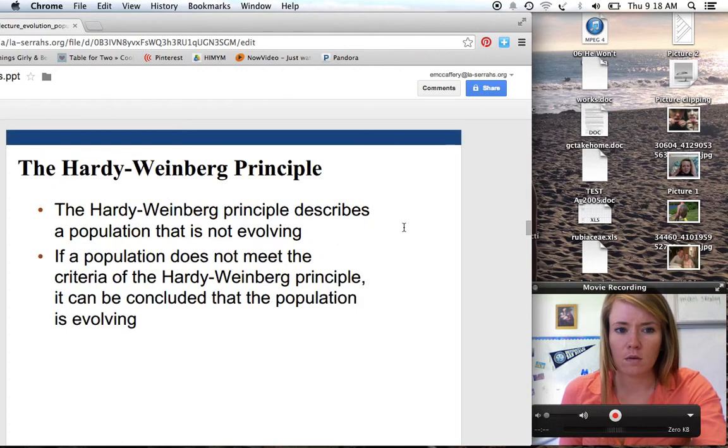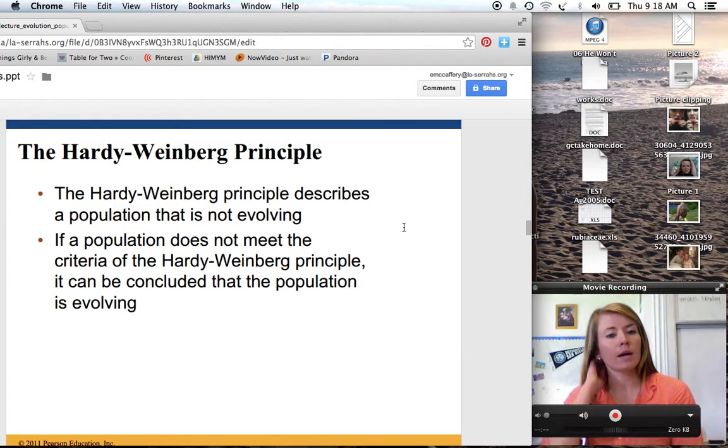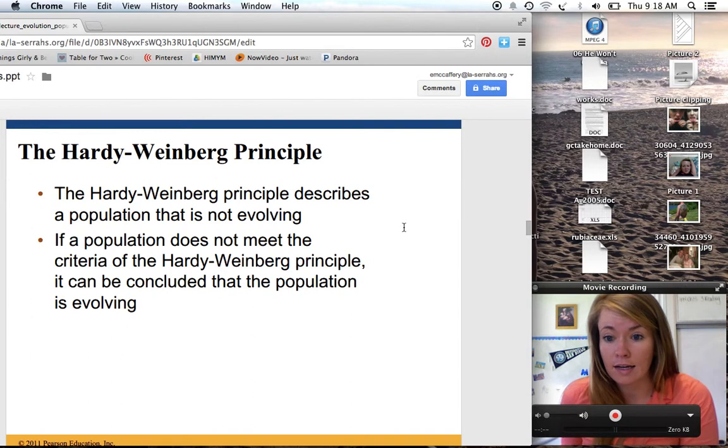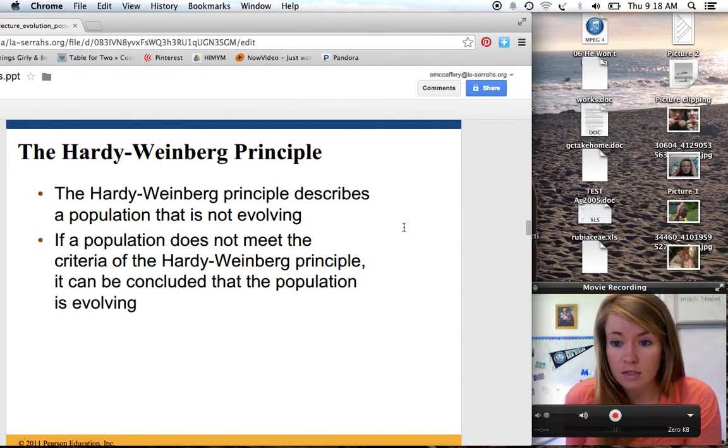So let's get into Hardy Weinberg now. So Hardy Weinberg is a principle that describes a population that's not evolving. So if a population is in true Hardy Weinberg equilibrium, it's not evolving. And we can predict the number of individuals of each phenotype in each generation.